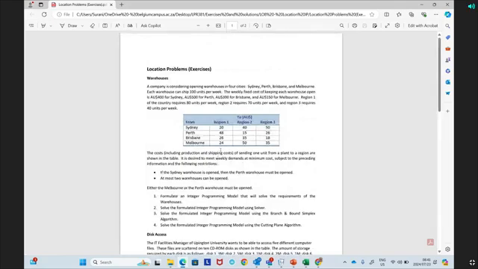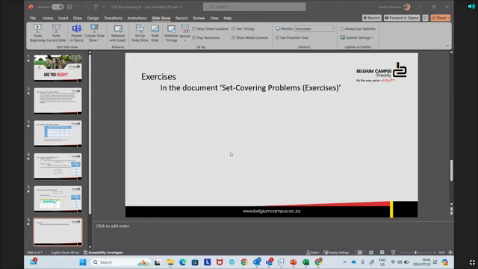A lot of things appear again, but with a different scenario. So it helps you apply the concept to different scenarios. So please do the exercises. You're not going to get the exact same scenario, but it works very similar.